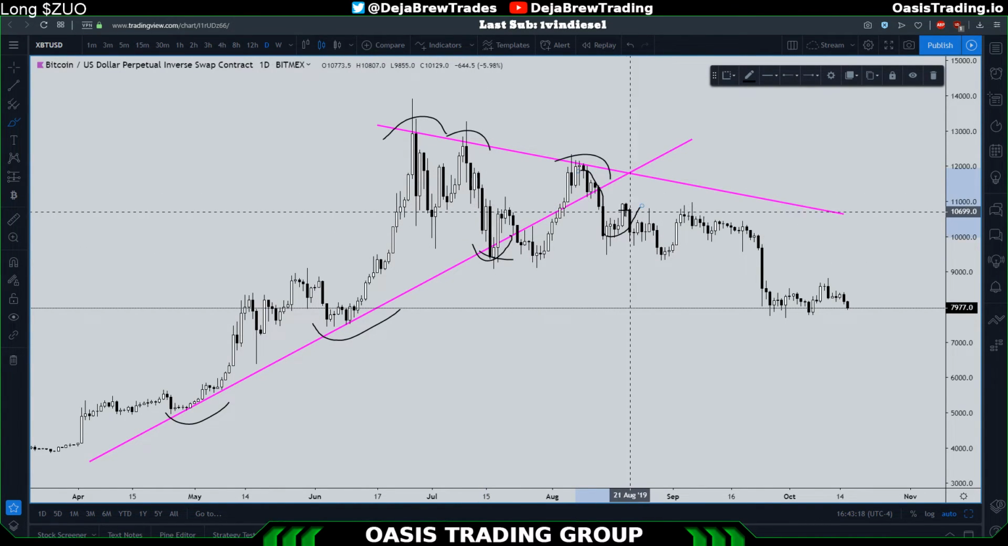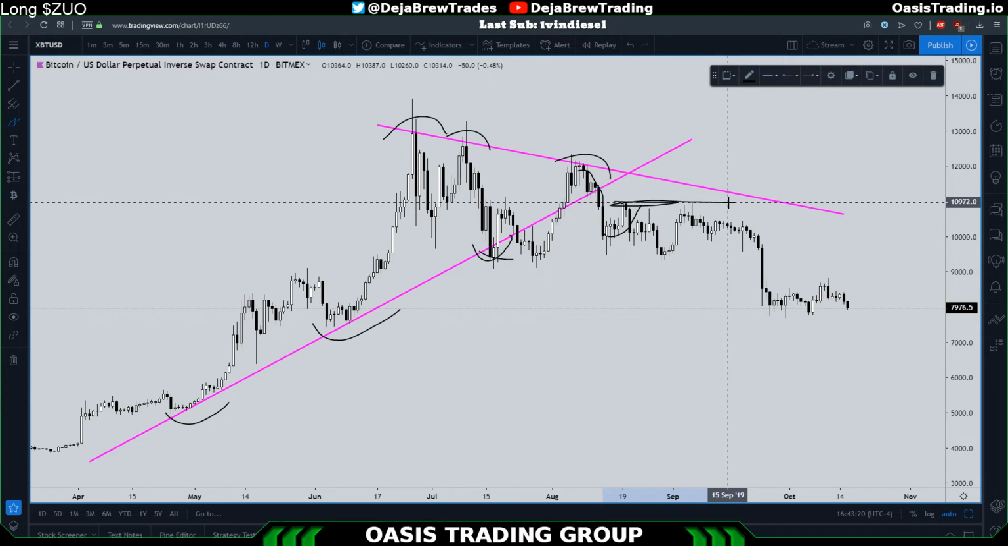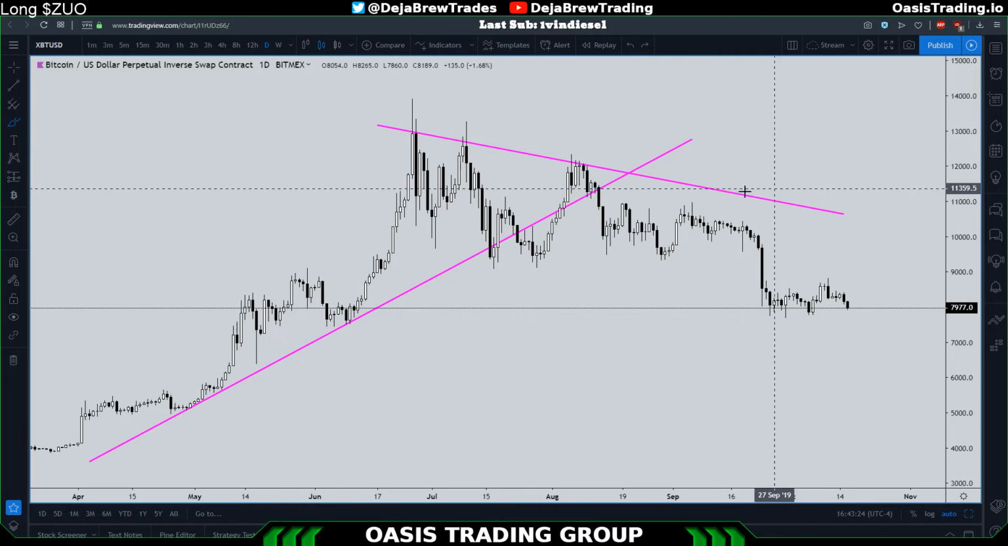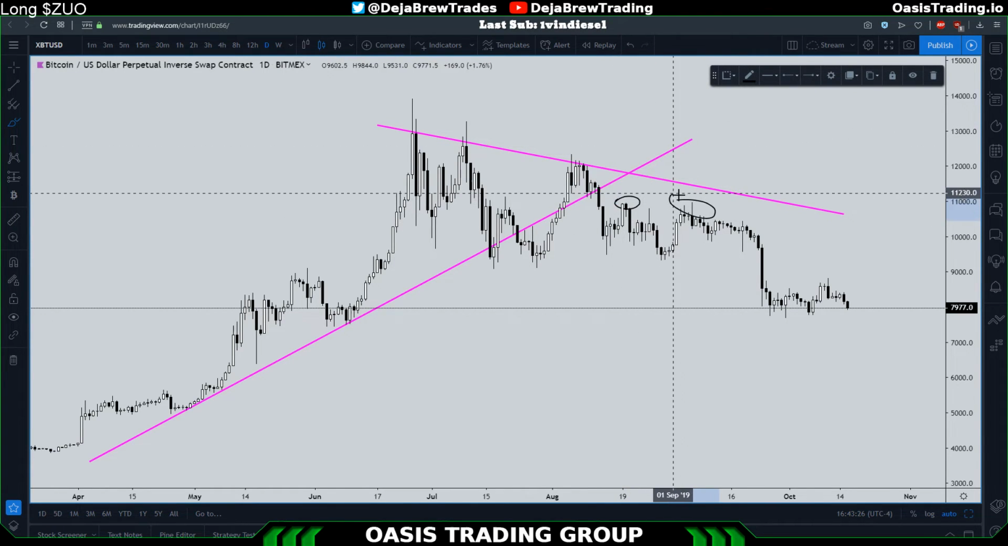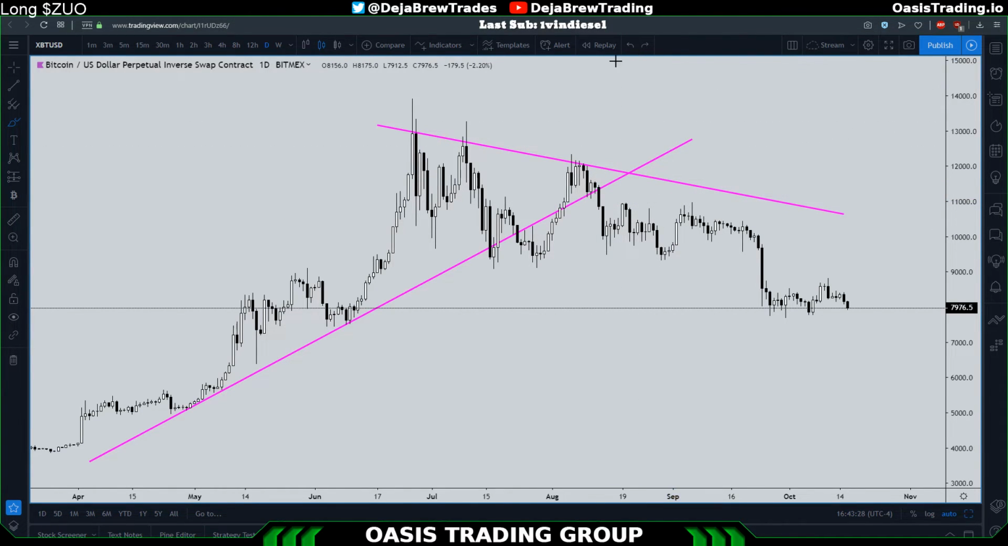So when you pull back, where is it? Here. And you find resistance, you could have either shorted this move or this move. It's not the cleanest, but where's my screenshot?